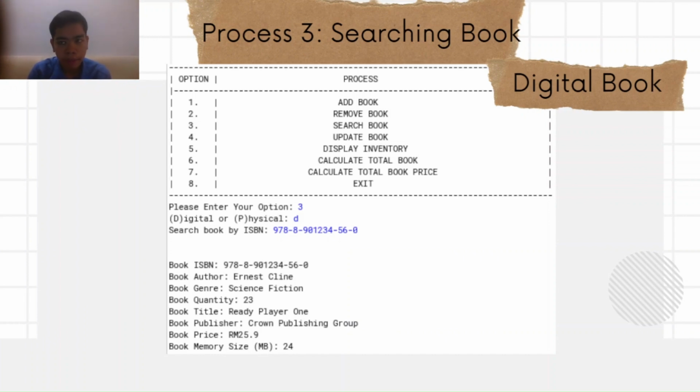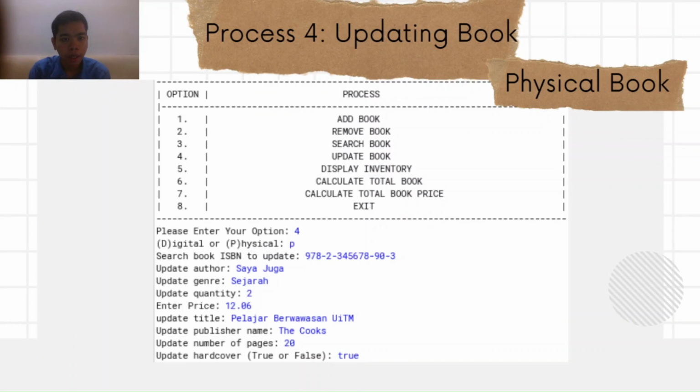What differs it from the physical one is the memory size. For the physical one, after the price, it is the hardcover and number of pages the physical book has. Now, the process of the bookshop inventory management system is updating book.